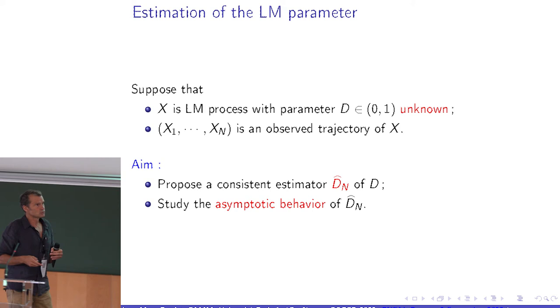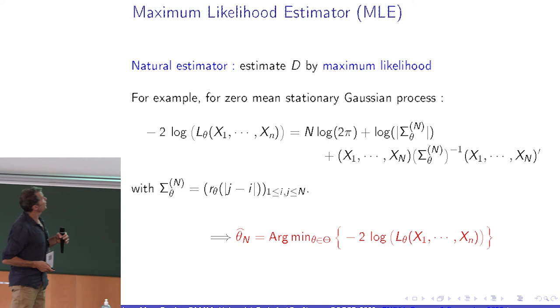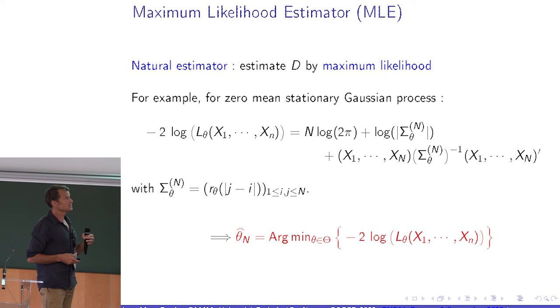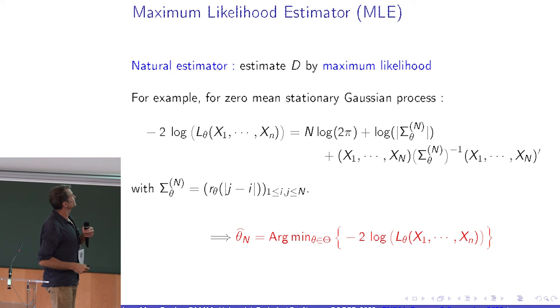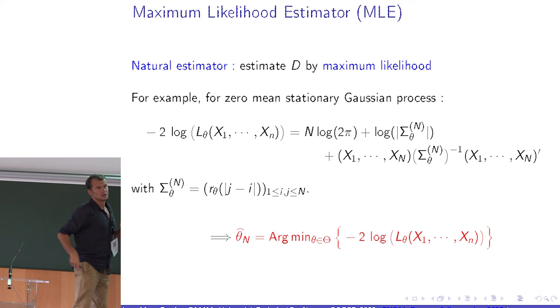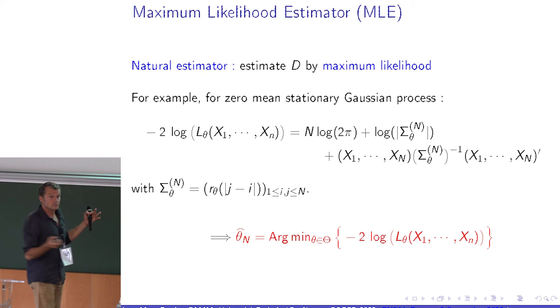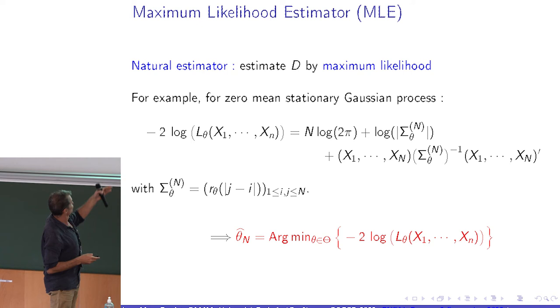So a natural way for doing it, when typically you have a Gaussian process, is to use the likelihood. I do not want to spend a lot of time on it. You could obtain an explicit likelihood using sigma, the covariance matrix. Because we deal with a stationary process, you could see that sigma is a Toeplitz matrix. That is, it is only defined by the difference between the indices. And so you obtain a way of estimating the parameter of the process, if we consider that theta is the parameter of the process.